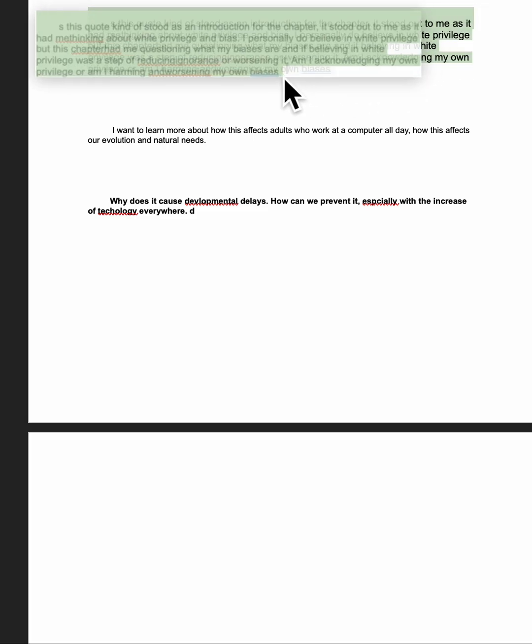So here is a quote about white privilege in that chapter about cultural capital, and I thought this was a really important piece here. I believe in white privilege, but this chapter had me questioning my biases and if I am believing in white privilege and reintroducing ignorance or making it worse. Am I acknowledging my privilege or am I harming and worsening my own biases?